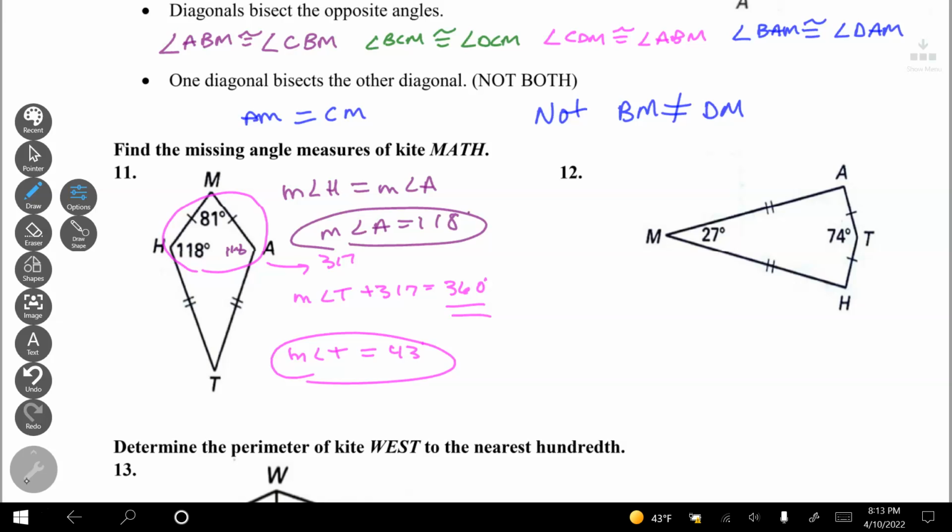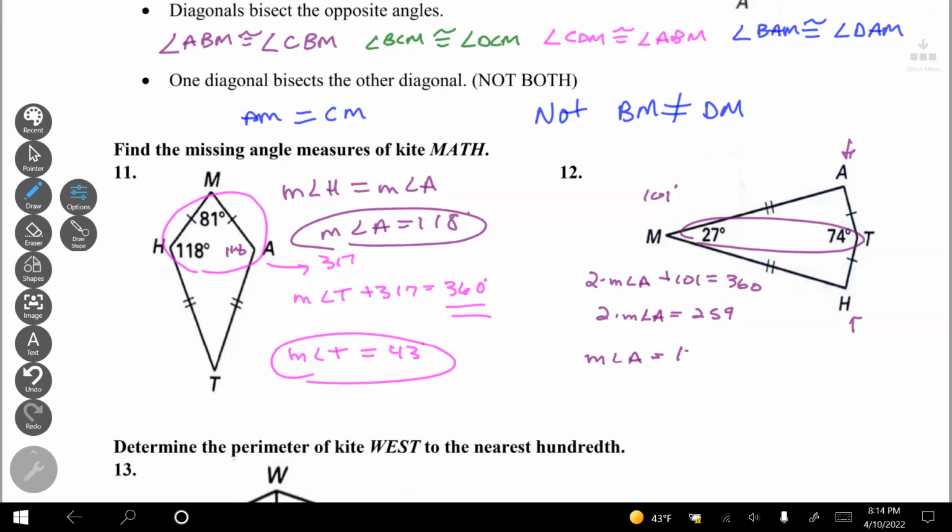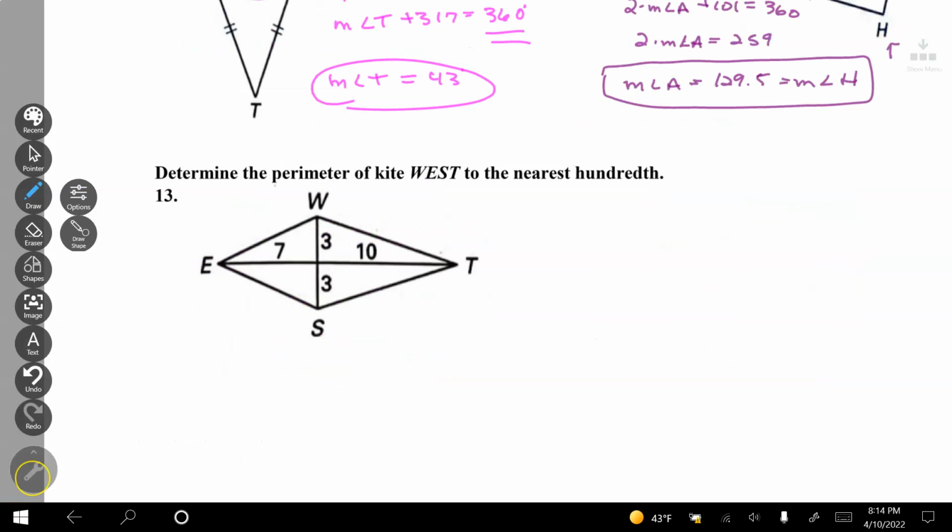Over here, I don't really have the same. I know that these two add up to 101 degrees. But I know this angle A and angle H have to be the same. So I know 2 times the measure of angle A plus 101 is equal to 360. 2 times the measure of angle A is equal to 259. So the measure of angle A is equal to 129.5. This also is the measure of angle H because they have to be the same, because that pair of opposite angles are congruent. So finally I want to find the perimeter of this kite WEST, and I know that this is a 90-degree angle.